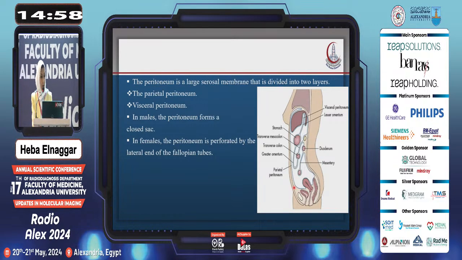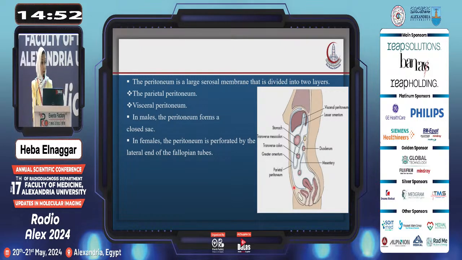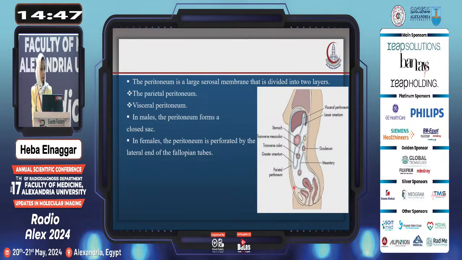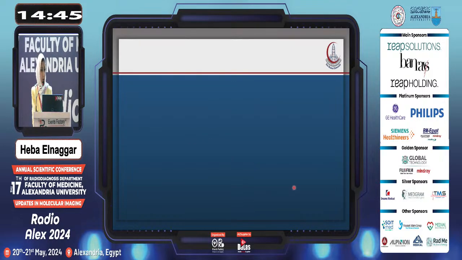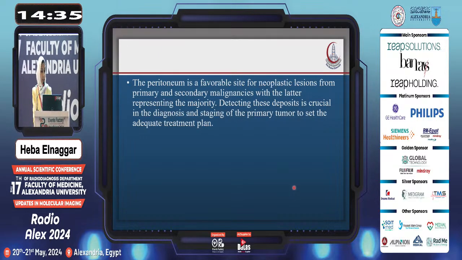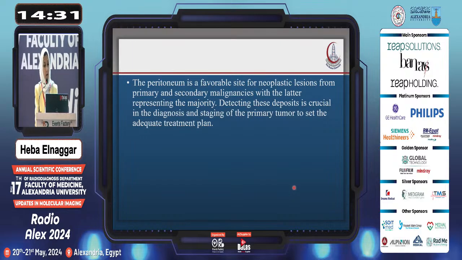As we all know, the peritoneum is a large serosal membrane that's divided into two layers, the visceral and parietal peritoneum. In males, it forms a closed sac, while in females, it's perforated by the lateral ends of the fallopian tubes. The peritoneum is a favorable site for neoplastic lesions from primary and secondary malignancies, with the latter representing the majority. Detecting these deposits is crucial in the diagnosis and staging of the primary tumor to set the adequate treatment plan.